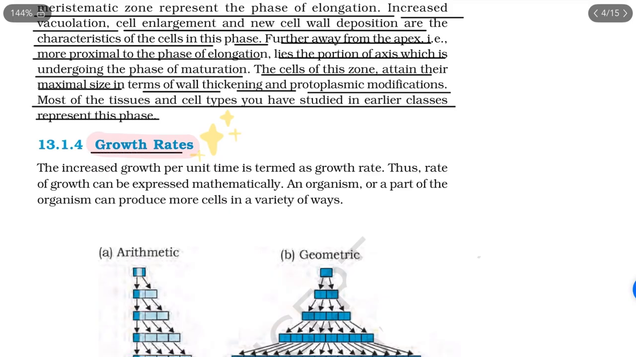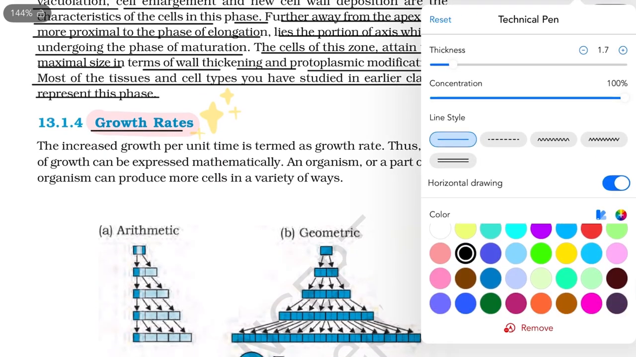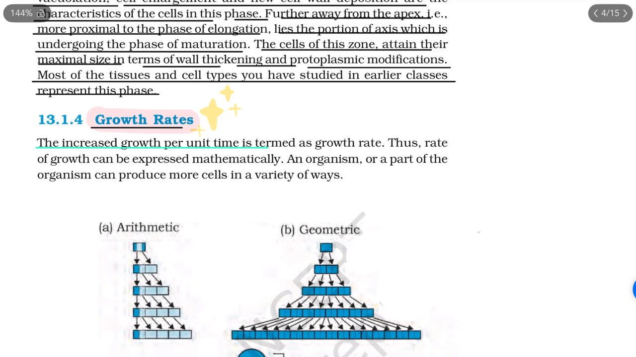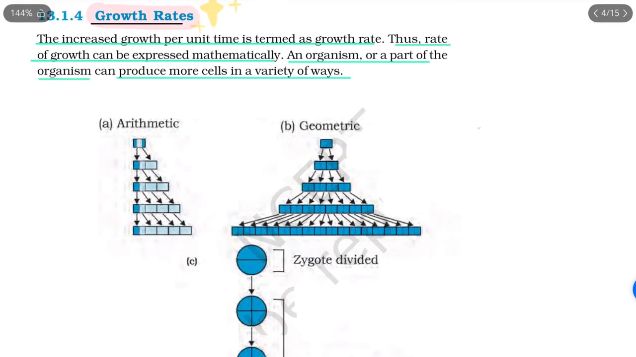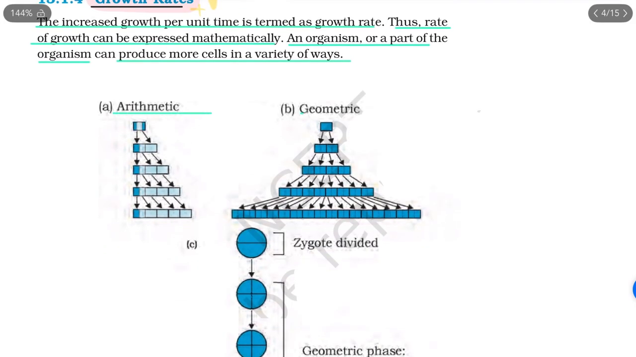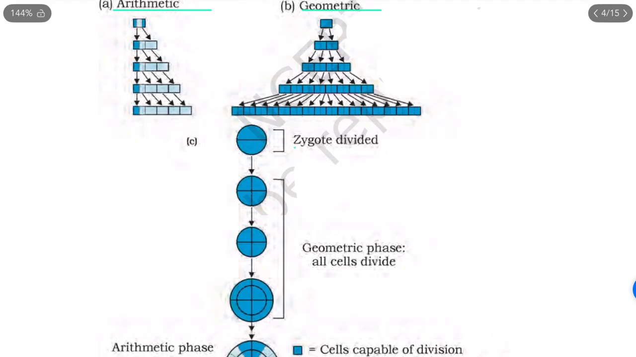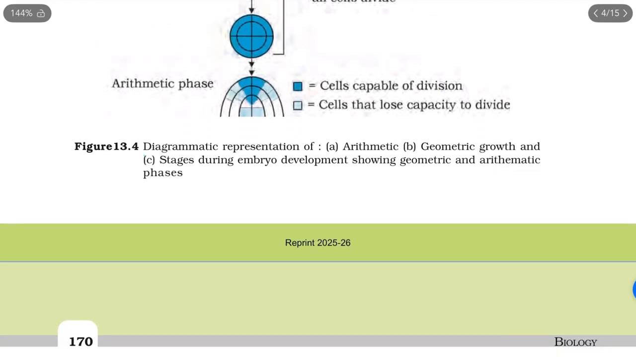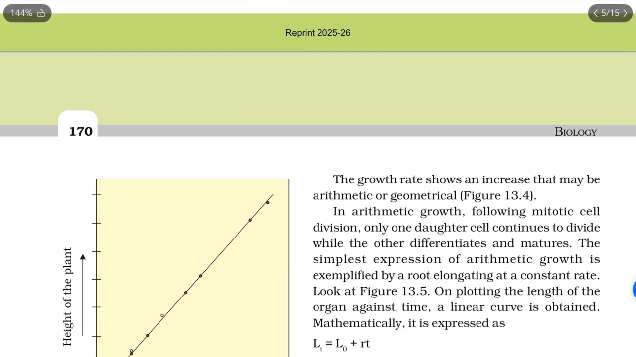Next is growth rates. The increased growth per unit time is termed as growth rate. Thus, rate of growth can be expressed mathematically. An organism or a part of an organism can produce more cells in a variety of ways, like arithmetic, geometric, zygote division. So here is the diagrammatic representation of arithmetic and geometric growth, and stages during embryo development showing geometric and arithmetic phases.